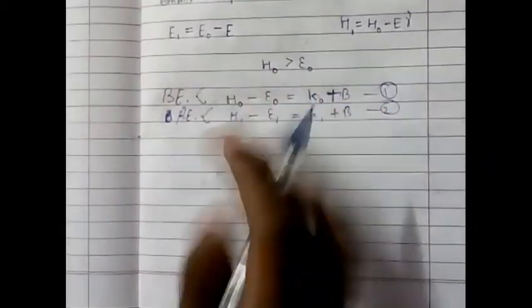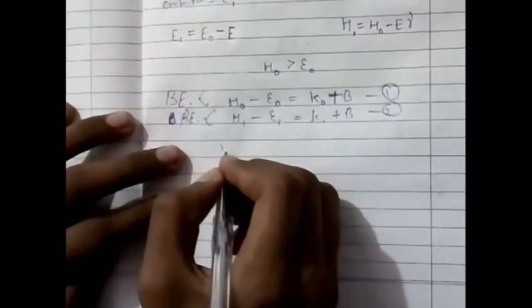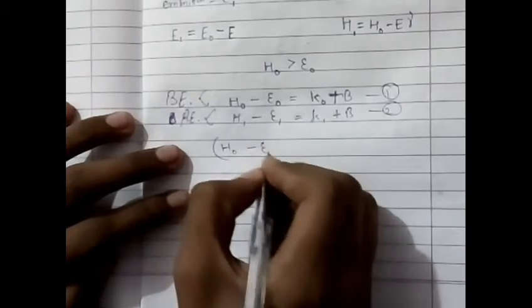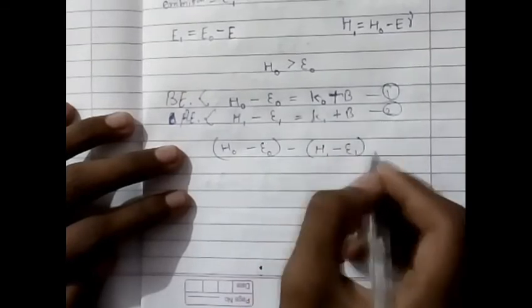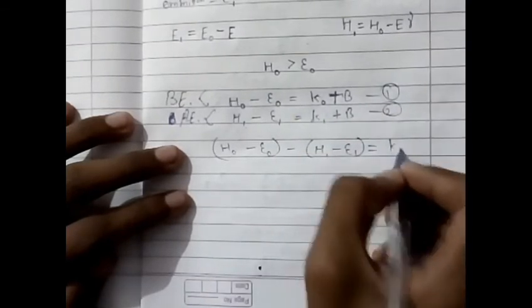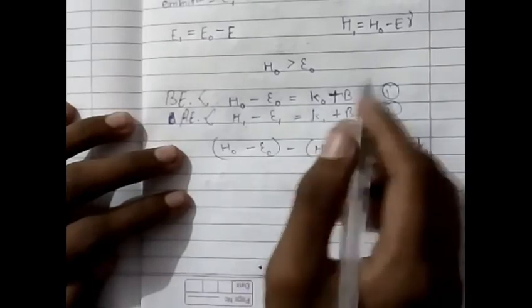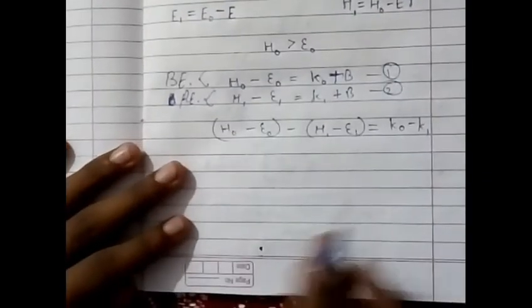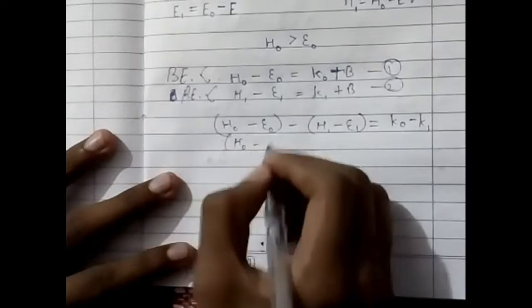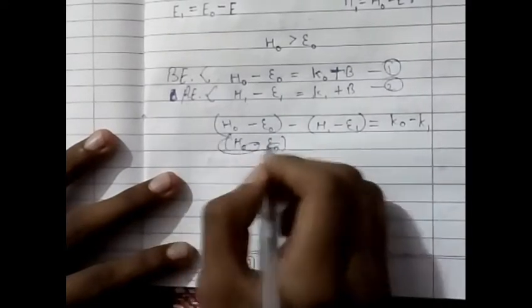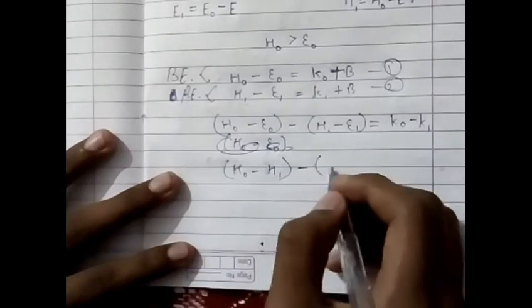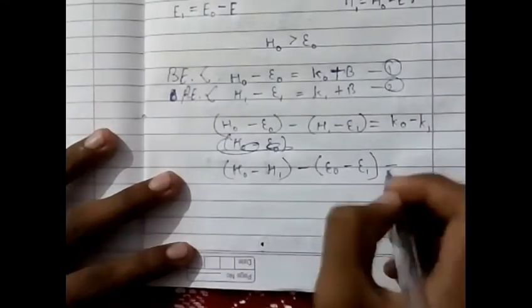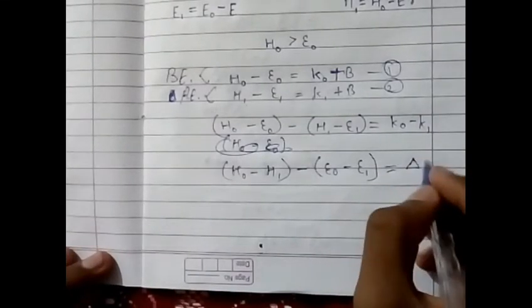So if we subtract both the two equations, we'll have H0 minus E0 minus H1 minus E1, which equals K0 minus K1, and we'll just leave this be. Moving further, we'll have H0 minus H1 minus E0 minus E1, and that will be the change in kinetic energy. We'll write it as delta K.